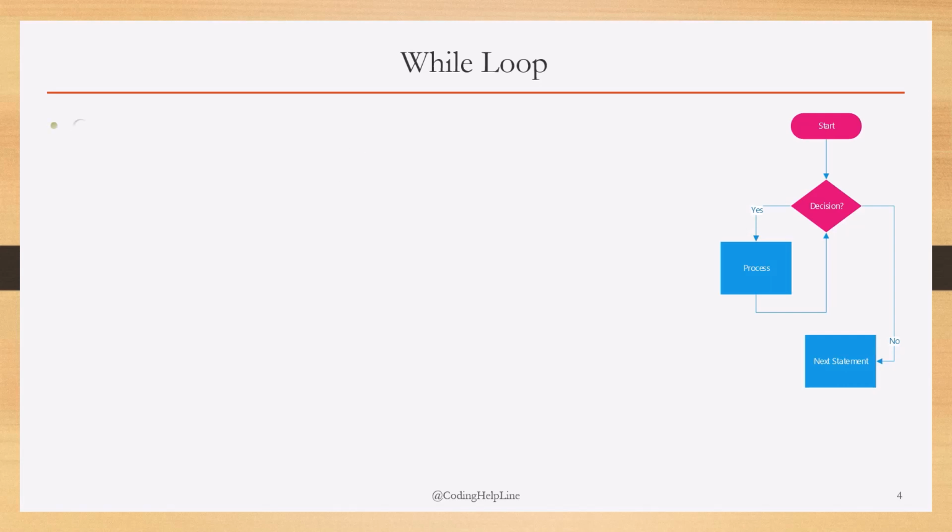While loop. This is the flowchart for the while loop and this is the general syntax. You see that while loop starts with the while keyword and inside the parenthesis there is a boolean expression that will be the condition of the loop. If it is evaluated true, the loop body will be executed.